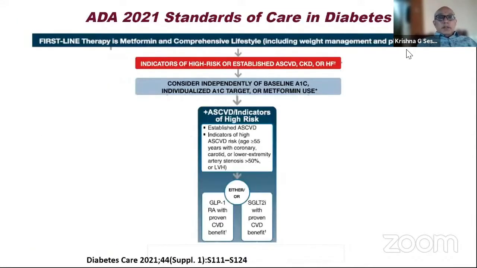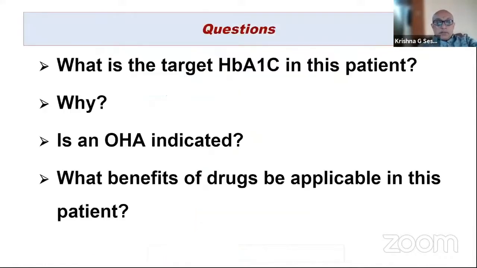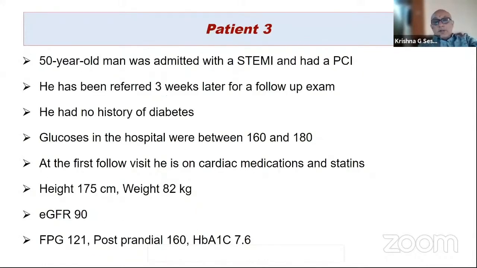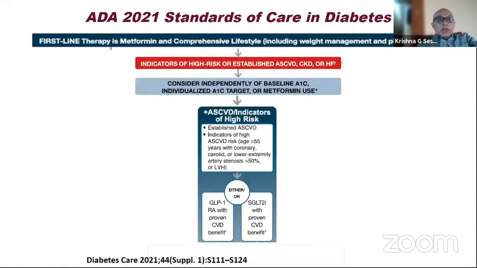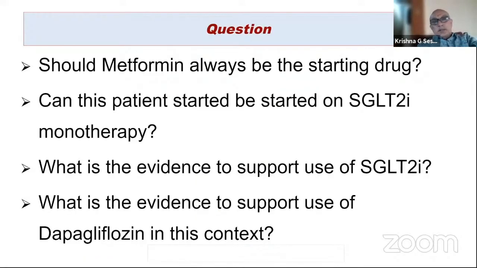What should you do? In this particular patient, irrespective of whether this patient requires another diabetes medicine or not, I would add a GLP-1RA with proven CVD benefit or an SGLT2 inhibitor with proven CVD benefit. His eGFR is around 90, so it's a flip of a coin which of these drugs you want to use. But clearly, an SGLT2 inhibitor is an oral drug and works.